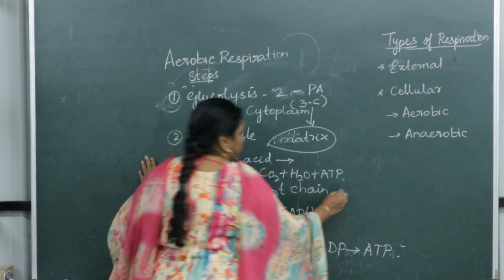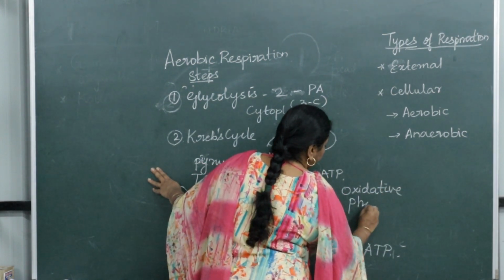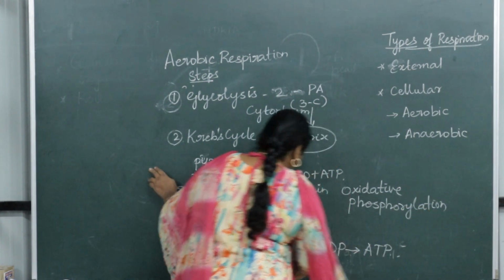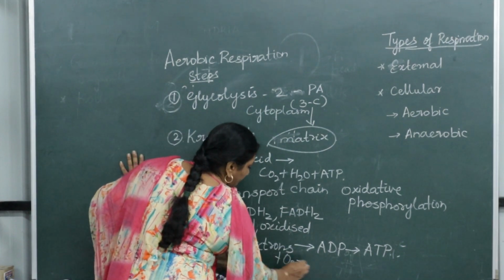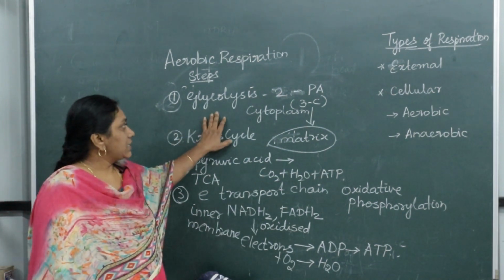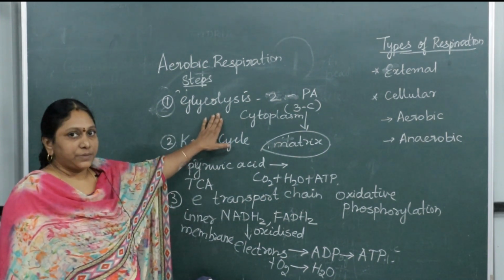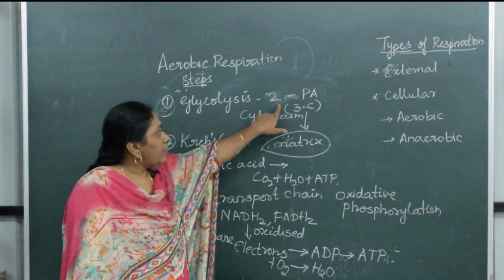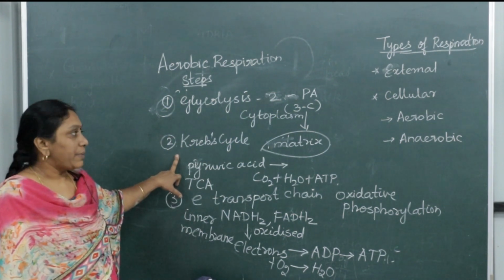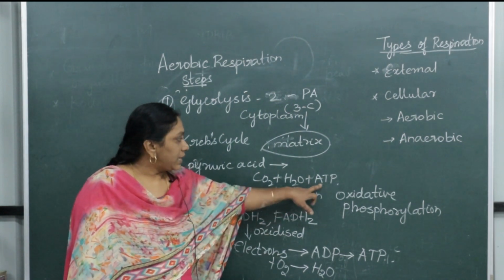This process is also called oxidative phosphorylation. Ultimately these electrons will be accepted by oxygen and they will be reduced to water. This is what takes place. So glycolysis is the first step for both aerobic and anaerobic respiration, where 6 carbon glucose is broken down into 2 molecules of 3 carbon pyruvic acid. From the cytoplasm this pyruvic acid moves into the mitochondrial matrix where it is oxidized to form carbon dioxide, water and ATP.